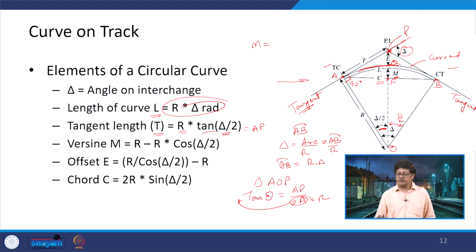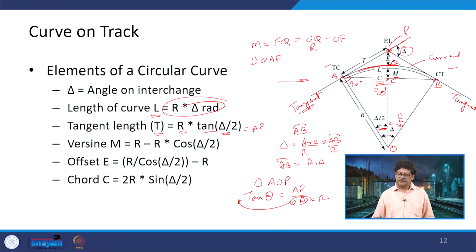So, we are interested in the middle ordinate, which is FQ, and this is OQ minus OF. OQ is already known, this is R. Now, for OF we can use triangle OAF. When we use this triangle OAF, this becomes 90 degrees. Now, when this becomes 90 degrees, what will happen? Again, you are using the property of a right angle triangle.